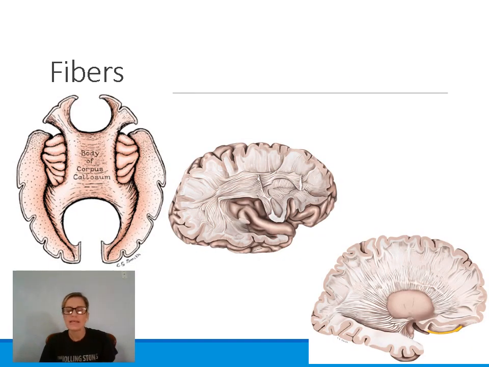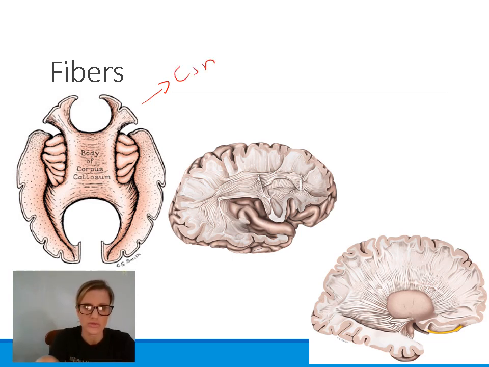Here you just see examples of all three types of fibers. In this first picture, it's showing a corpus callosum. So right off the bat, that should tell you that these are commissural fibers.